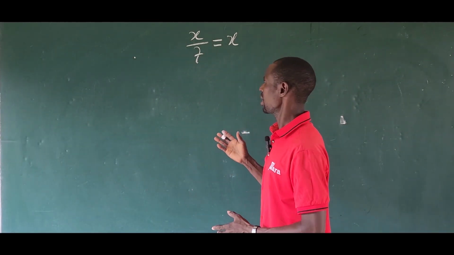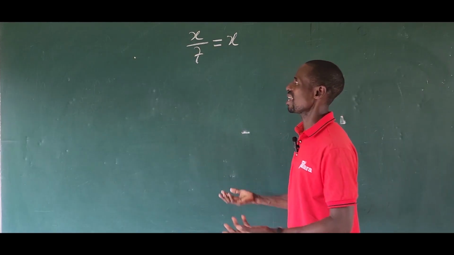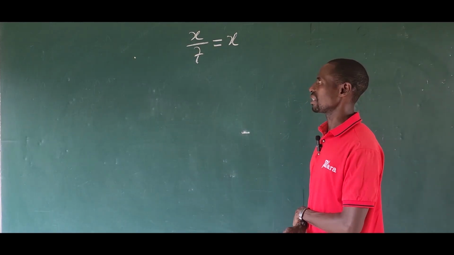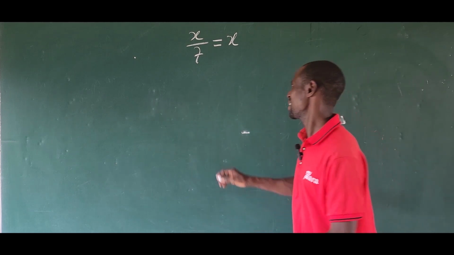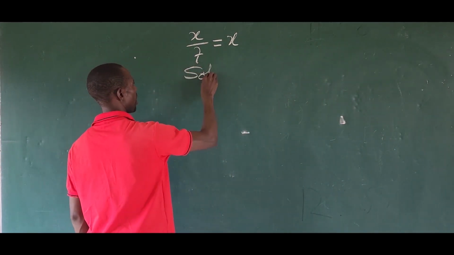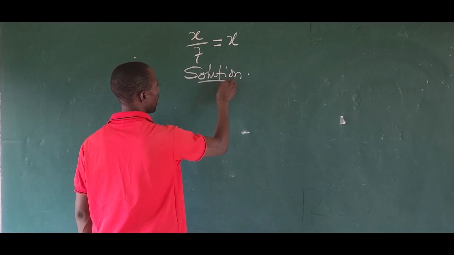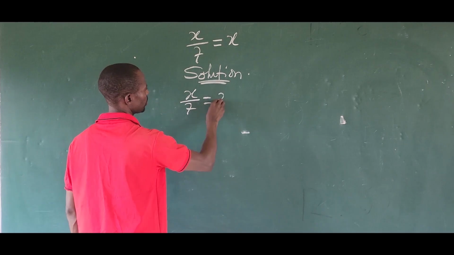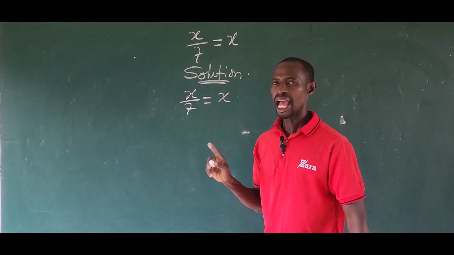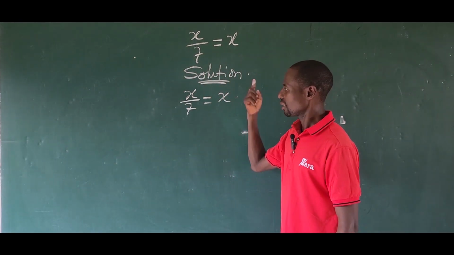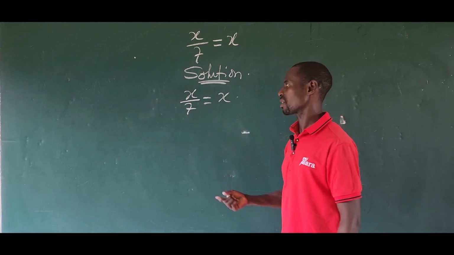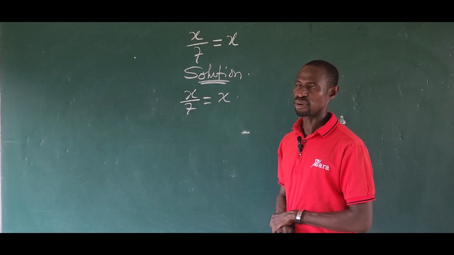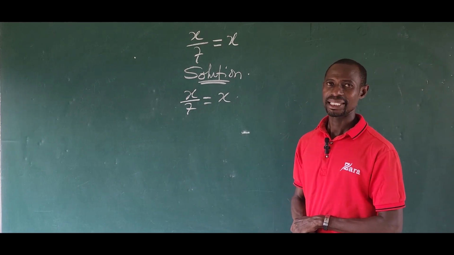Hi, check out this challenge here now. The question is x all over 7 equal to x. What is the value of x here? Let's take our solution and see how to solve a problem of this kind. So we have x all over 7 is equal to x. Anytime you have a fraction of this kind, try as much as possible to eliminate the denominator. And how do we eliminate this? We multiply both sides of the equation by 7.